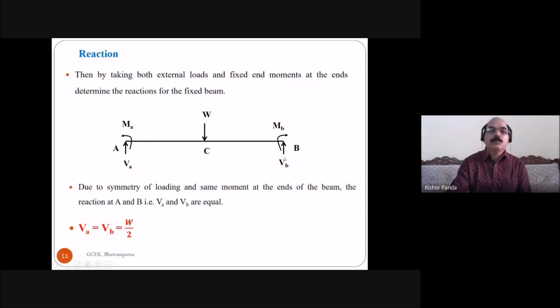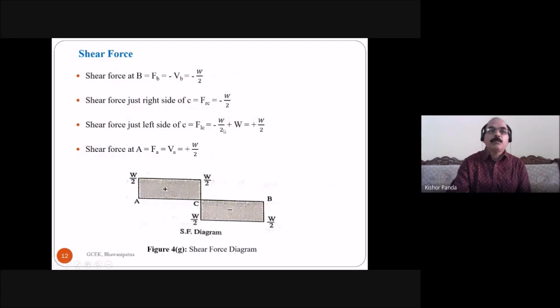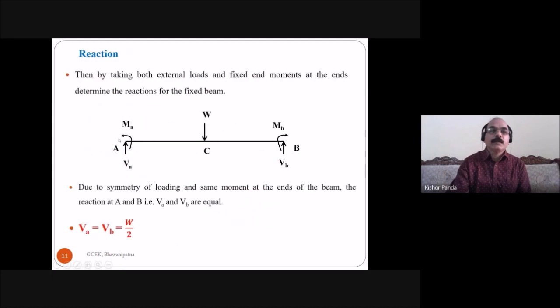Minus W by 2, and this is W. Minus W by 2 plus W. So the left side of C is equal to plus W by 2. Then what is the shear force at A? Because there is no loading here, the shear force remains constant. So the shear force at A is equal to plus W by 2.